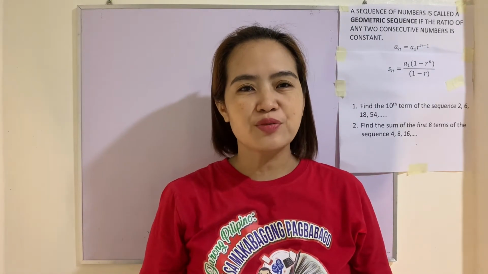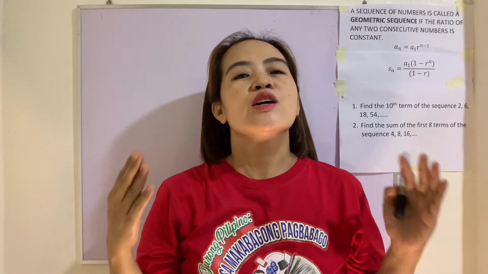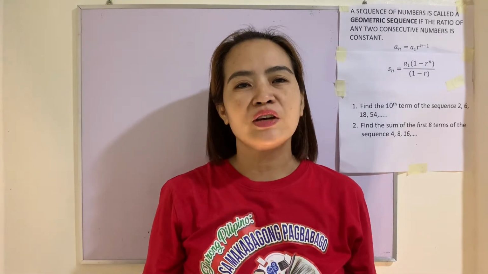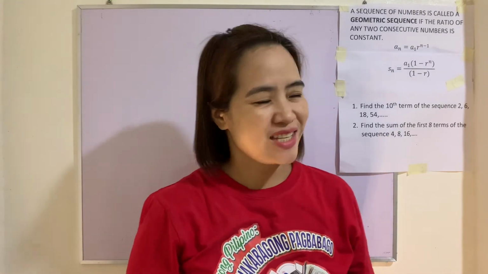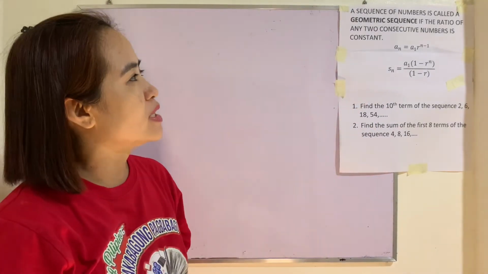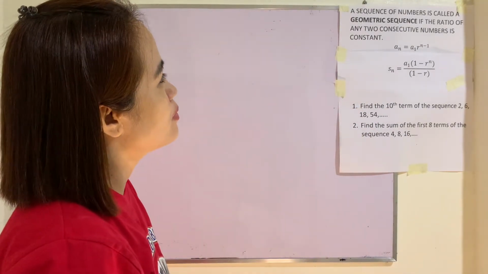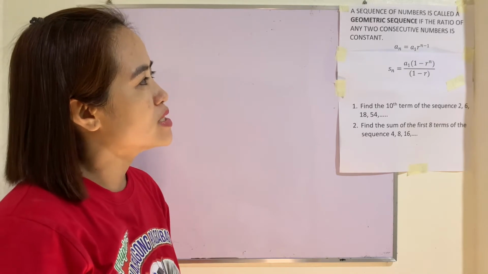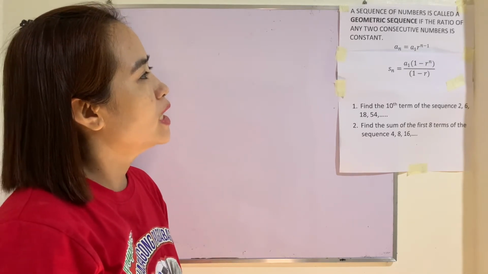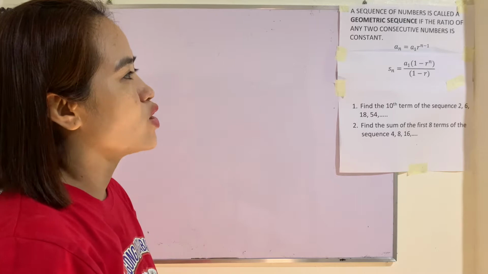Good day everyone. Our most essential learning competency for today is solving problems involving geometric sequence. Let us define first geometric sequence. A sequence of numbers is called a geometric sequence if the ratio of any two consecutive numbers is constant.